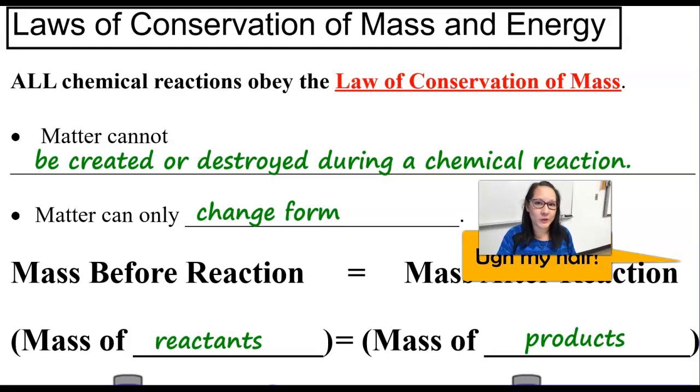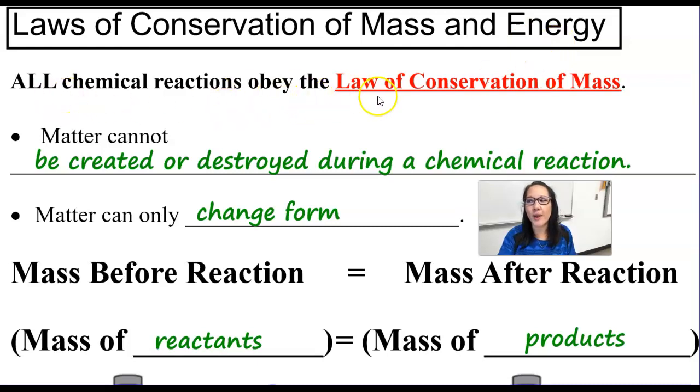Here's our final section of Unit 1. This is the law of conservation of mass and energy. So all chemical reactions obey the law of conservation of mass. Matter cannot be created or destroyed during a chemical reaction.